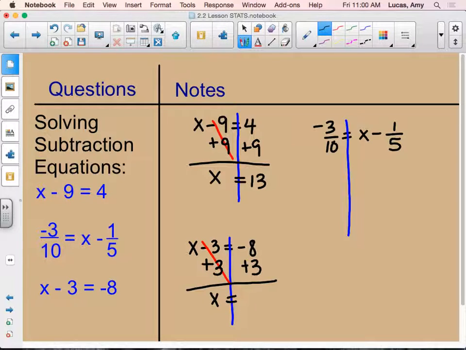-8 plus 3 is -5. Remember, when they have opposite signs, you're actually subtracting the numbers 8 and 3 to get 5. You're taking the sign from the one that you have more of.